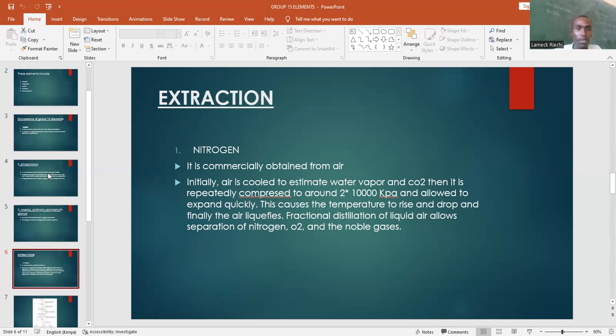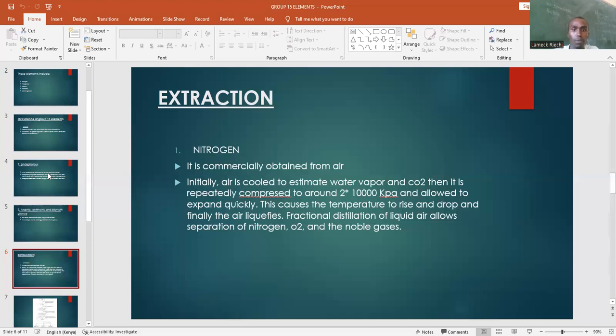And the air passes through these processes, whereby the first process is the purifier, where the dust particles are removed, and the air is then passed to the next chamber, which is the absorption tower, which contains sodium hydroxide or potassium hydroxide. The function of this potassium hydroxide or sodium hydroxide is to remove carbon dioxide from air.